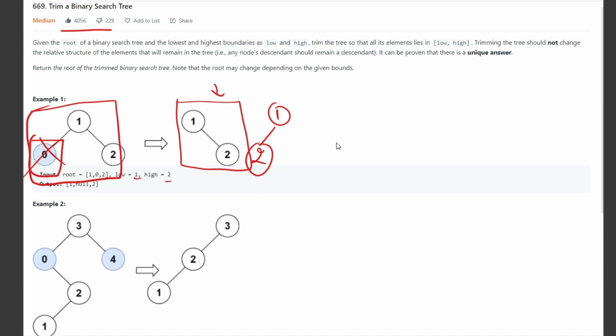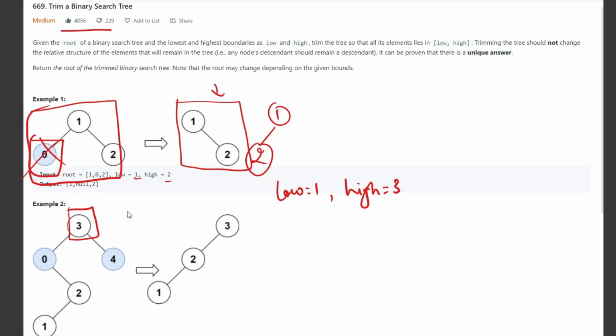So yes, this is the only answer to this question. Now, how are we going to solve this problem? Let's see with this example. We are given 3, 0, 4, 2, 1, and our range is low equals 1 and high equals 3. As we know, in a BST, if the root is 3, all the elements on the left side are less than 3, and all the elements on the right side are greater than 3. Let's keep this point in mind and solve the problem.